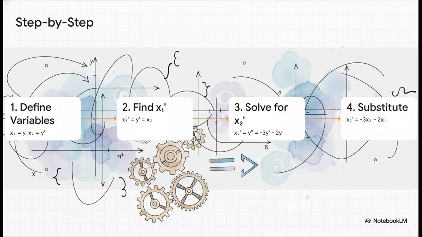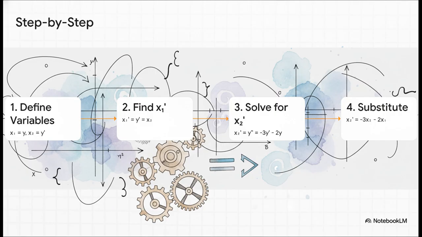We need to find x2 prime, which is the same as y double prime. So we just go back to our original equation and solve for it. And be careful here. This is a super common spot for a mistake. Notice how the positive 3y prime and 2y become negative when they move to the other side? Watch your signs.